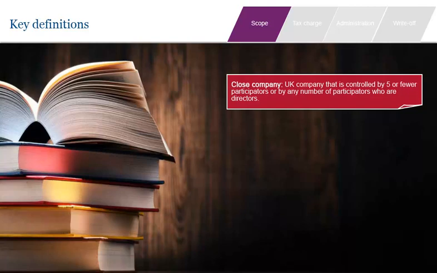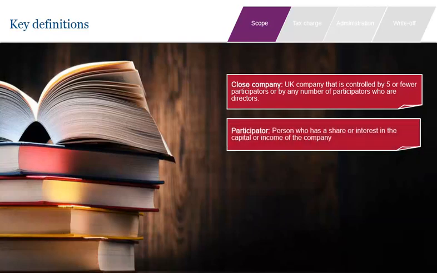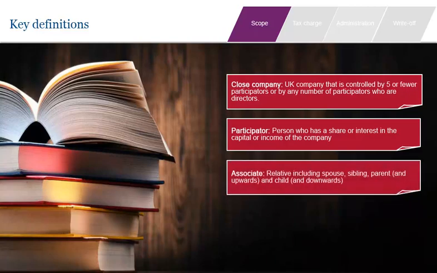For the purpose of determining control, a participator is deemed to hold rights and powers held by his or her associates. A person who has a share or interest in the capital or income of the company is a participator in respect of that company. In other words, we are looking at the company's shareholders here. The main category of associate is the participator's relatives, being his or her spouse or civil partner, siblings, parents and grandparents, and children and grandchildren.